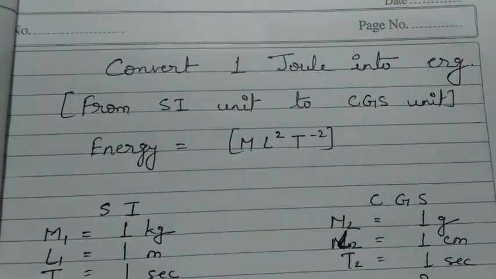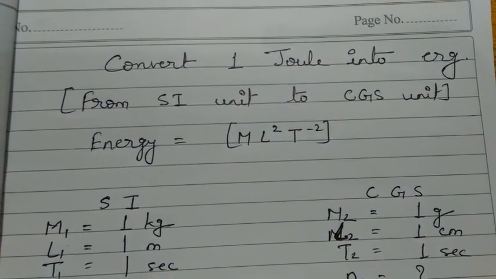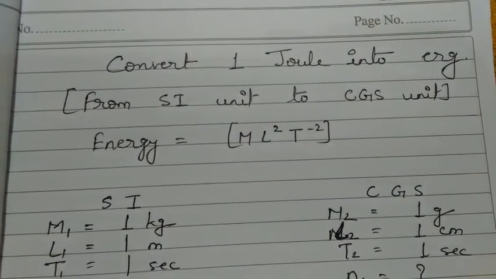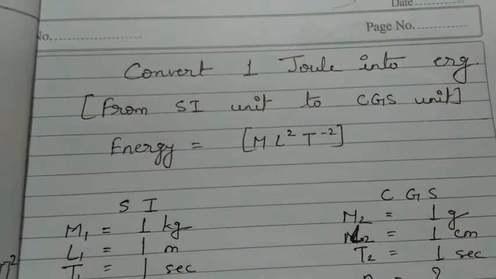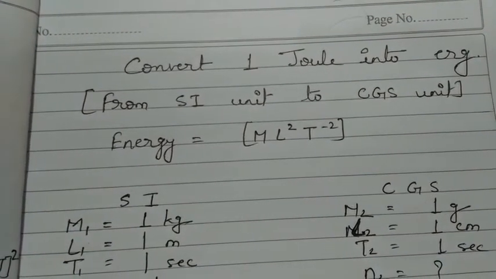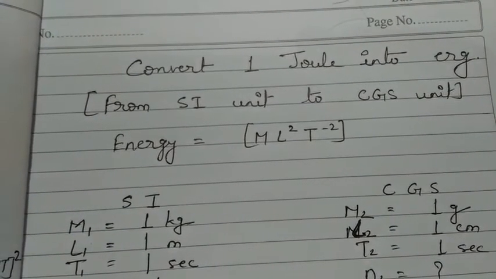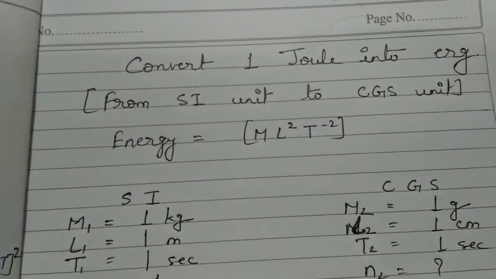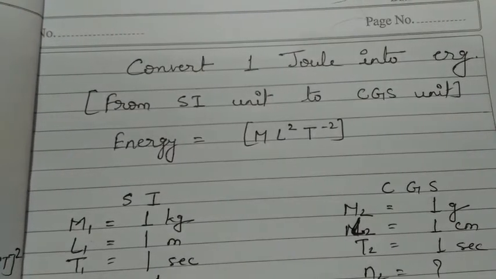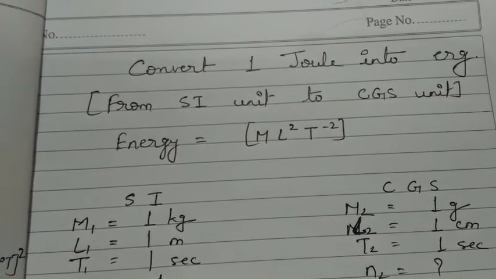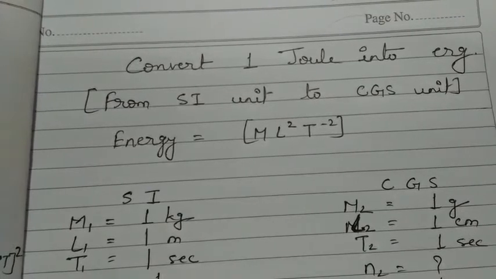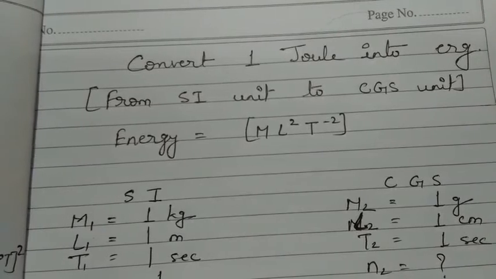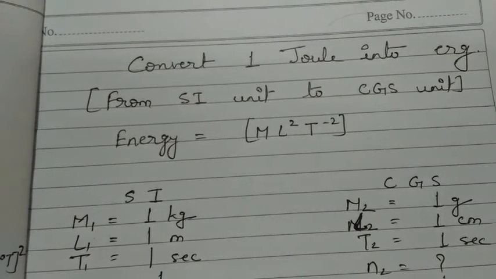Now I will tell you the second application of dimensional formula, that is converting the value in one unit system to another unit system. So here in front of you what question is written? Convert 1 joule into erg. Now first we should know that joule belongs to which system and erg belongs to which system. So joule is from the SI system of units, and erg is a CGS unit. Okay. So in brackets I have written from SI unit to CGS unit.